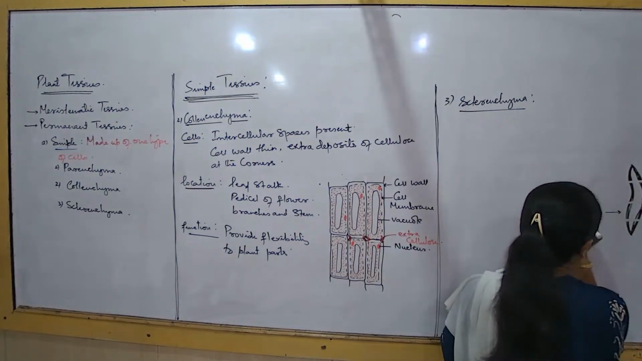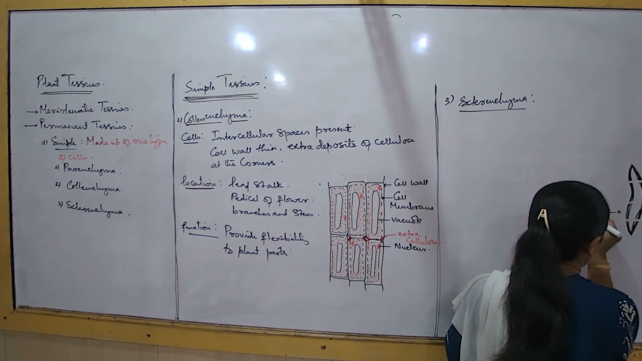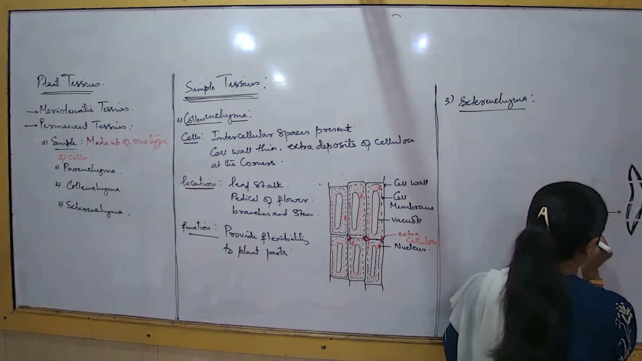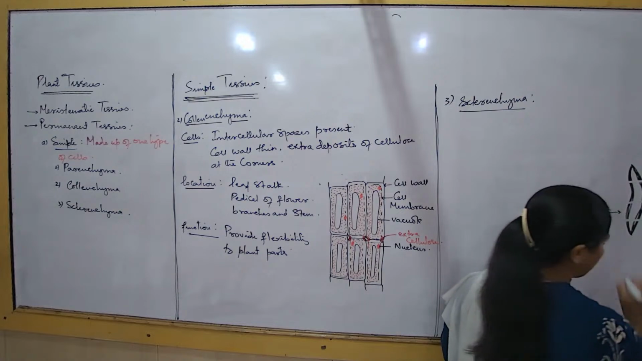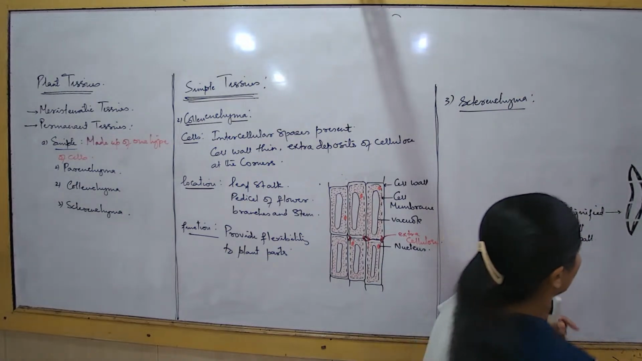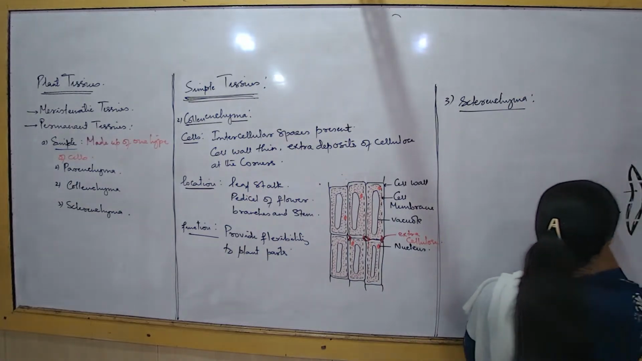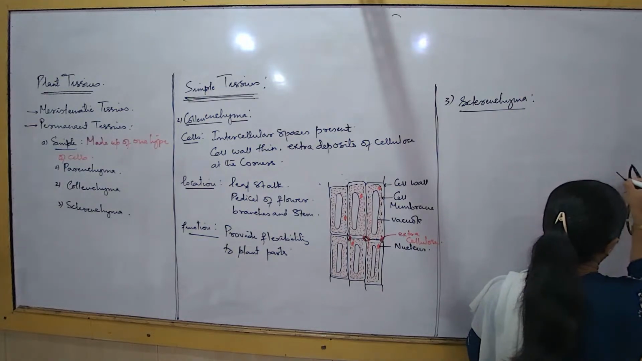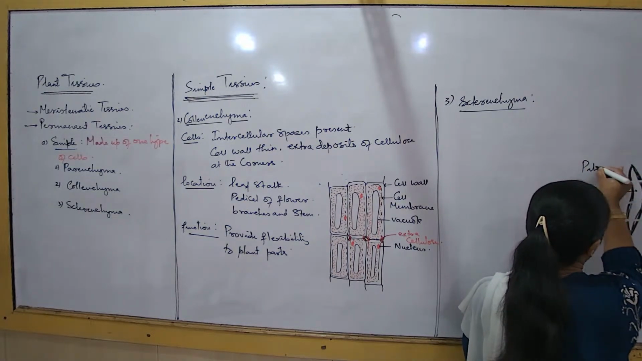So what is the cell wall known as? The cell wall is known as lignified cell wall, because now the cell wall is not just made up of cellulose. What about this empty space known as? It is known as the lumen. What about these openings known as? These are known as the pits.